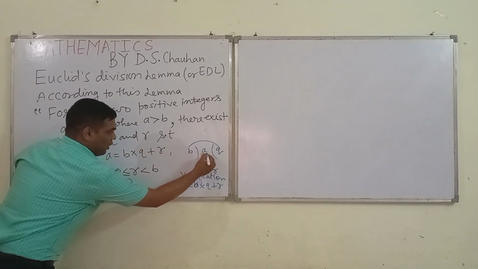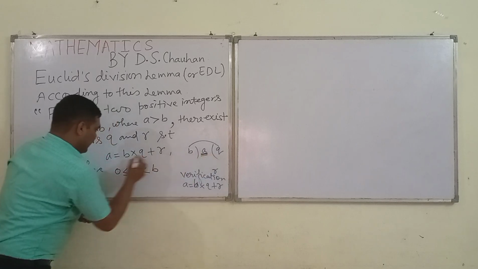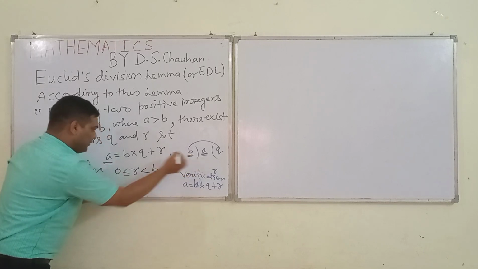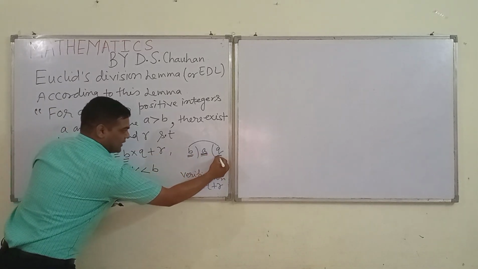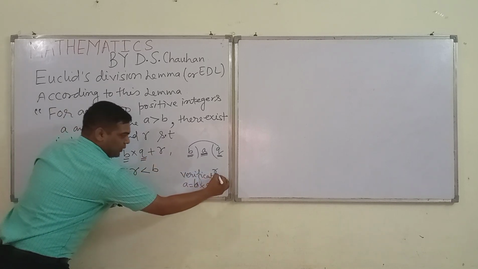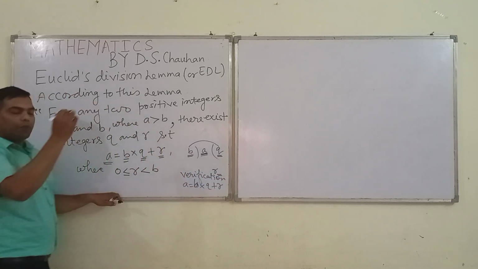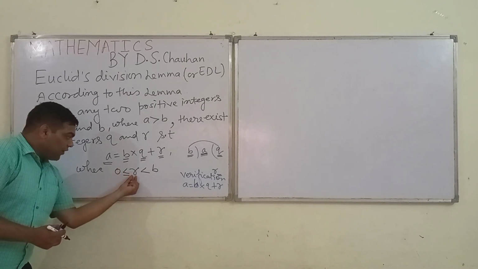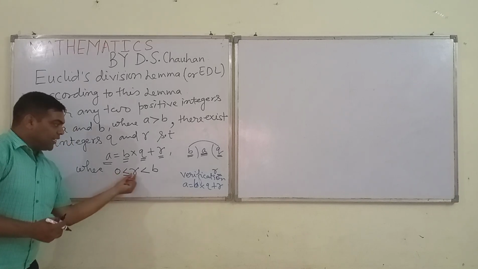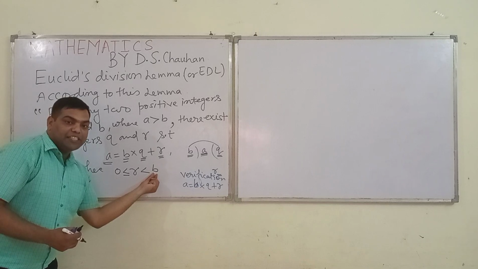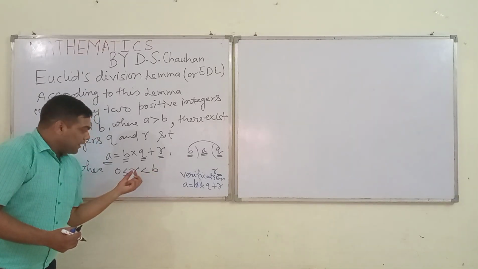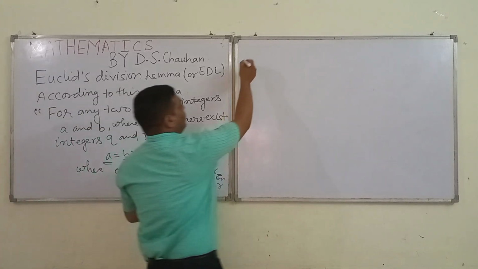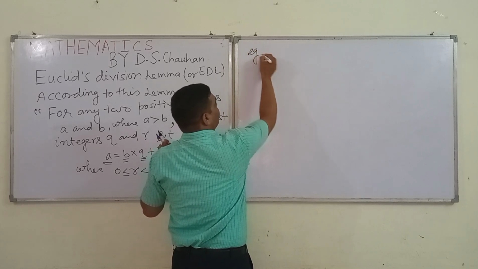Here, if you look clearly, the role of this a is as a dividend, the role of this b is as a divisor, this is the quotient, and this one is the remainder. Okay students, and this is the range of the remainder. It can be 0 or more than 0 but less than the divisor. Here b is the divisor. Keeping this concept in mind, students, you try to understand here.